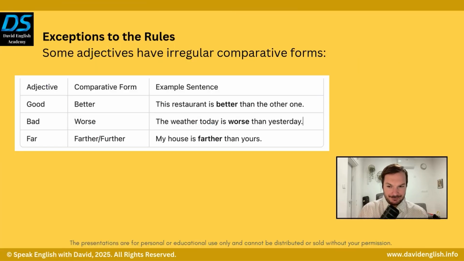Exceptions to the rules. Some adjectives have irregular comparative forms: good, bad, and far. Good becomes better. This restaurant is better than the other one. Bad becomes worse. The weather today is worse than yesterday. Far can be said either farther or further. My house is farther than yours.